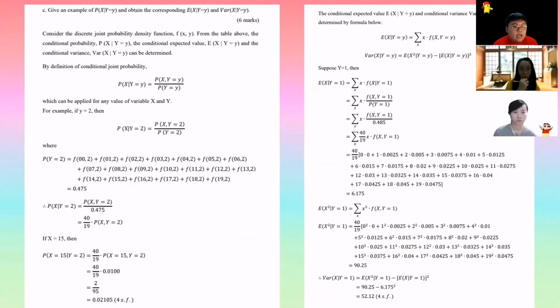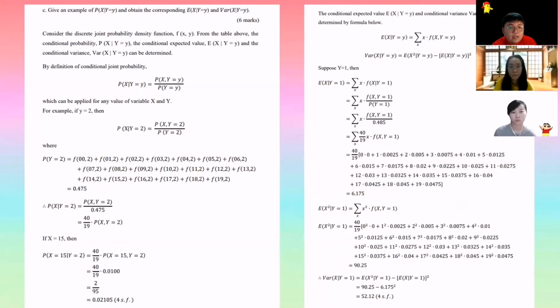And now we take any x value, like x equals 15. Then I can get that if x equals 15, the conditional probability is 0.02105 to 4 significant figures. And a similar method is used to calculate the expected value of x given y, and also the variance of x given y.